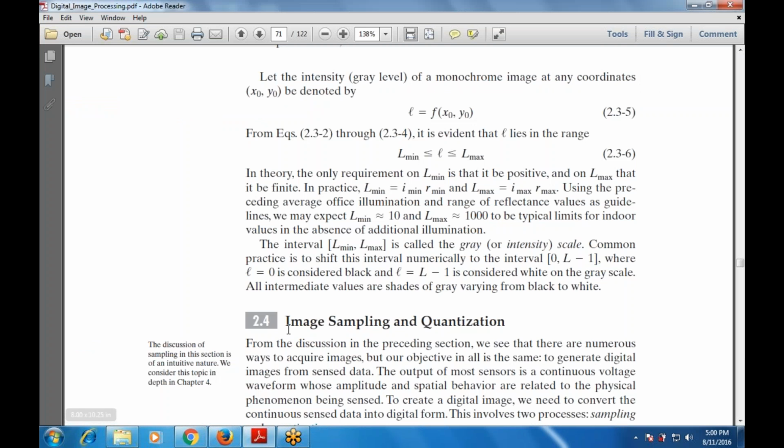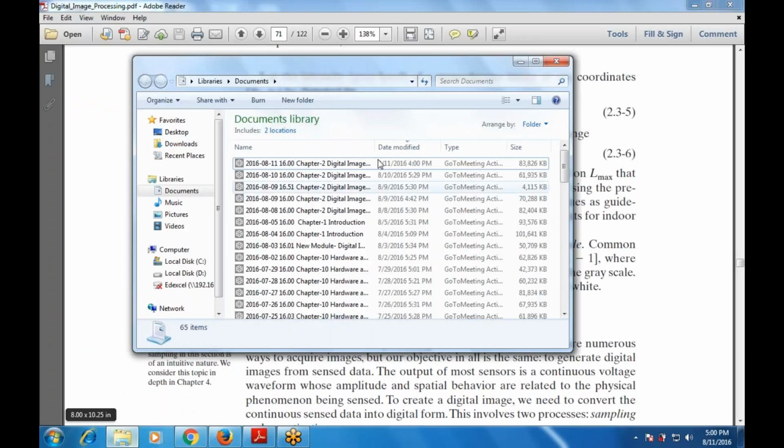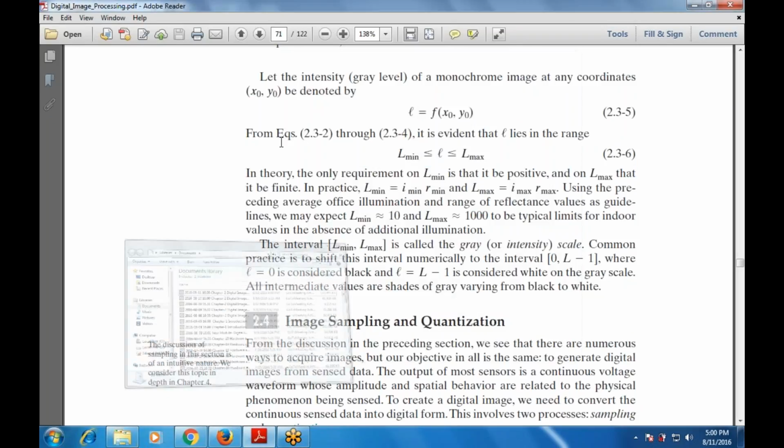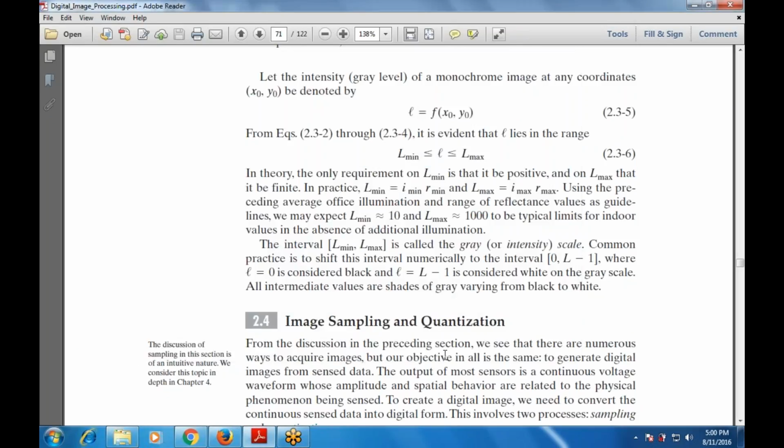Now, the next topic is image sampling and quantization. That means the various image sampling methods and the various quantization methods, which we are going to discuss in the next class, that is tomorrow's class, Friday's class.